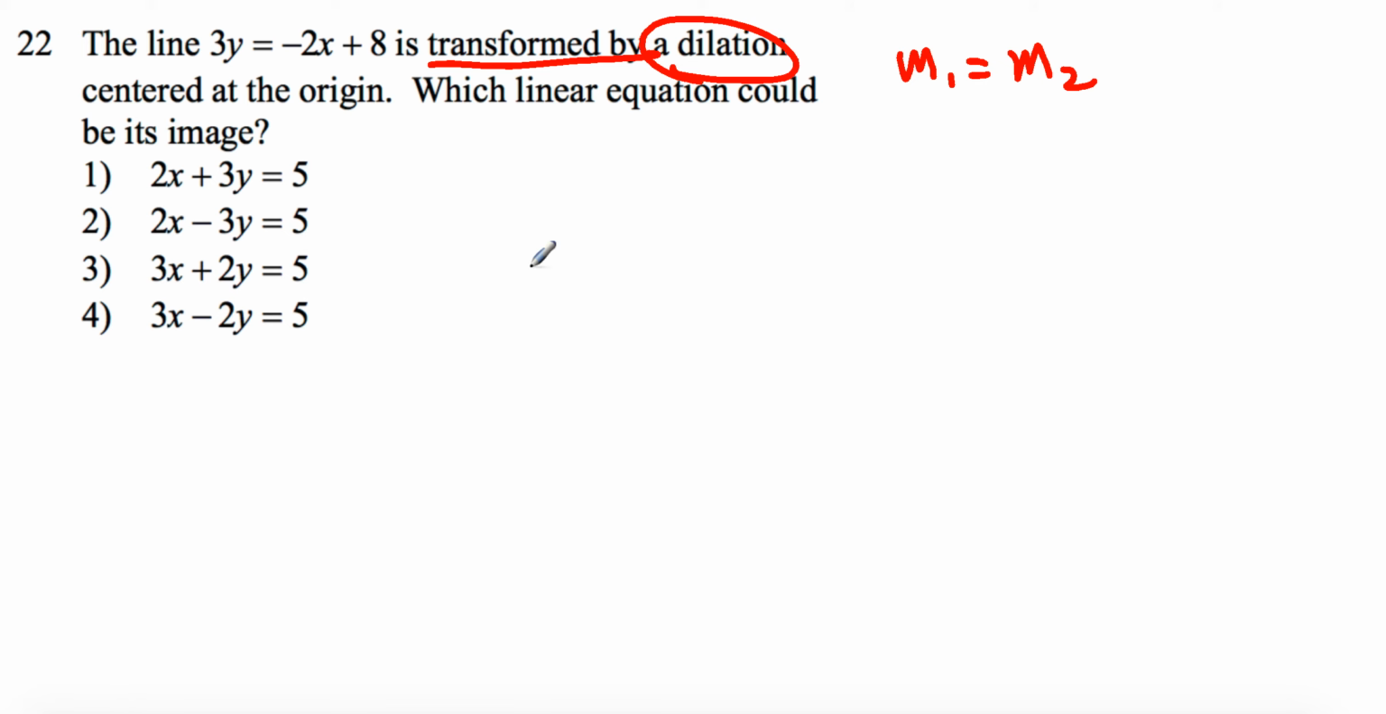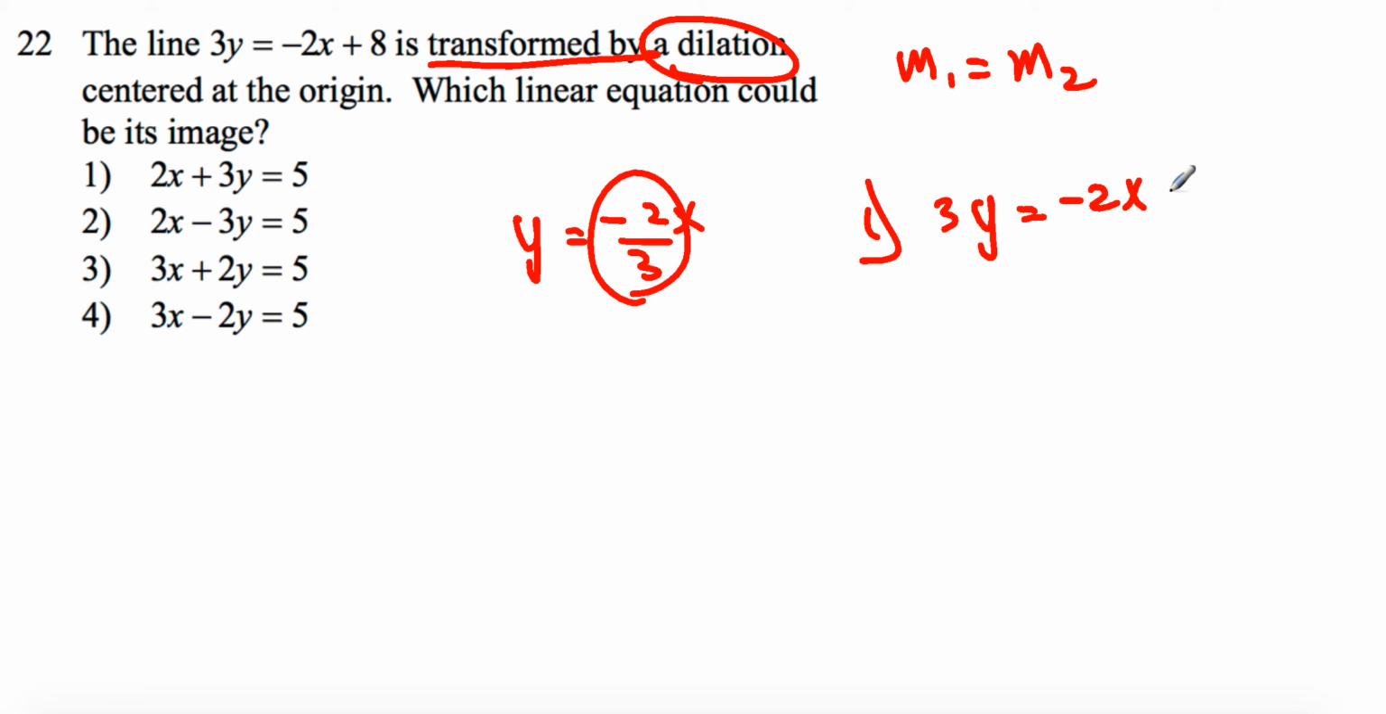Slope here is divided by 3, so y is equal to negative 2x over 3. So negative 2/3 has to have the same slope. Now, then, which one has negative 2/3 as the slope? Let's look at the first one. I'm going to subtract 2x. So first one is 3y is equal to negative 2x plus 5, divided by 3.